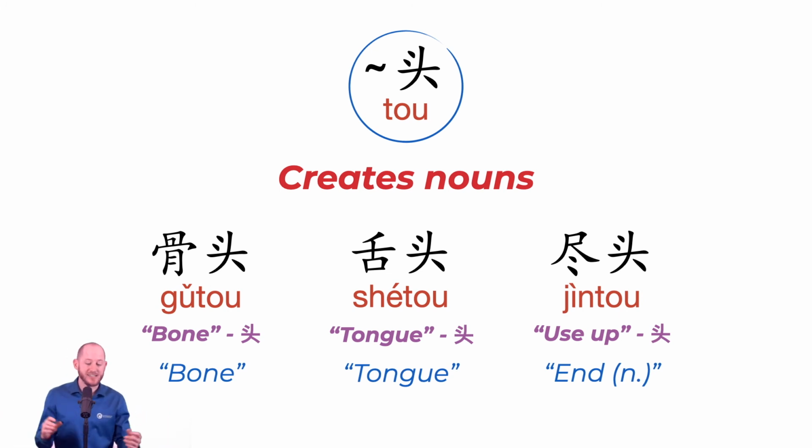Now, sometimes people will ask, what's the difference between tou and zi? No difference in meaning. And also, there's no real rhyme or reason to when tou gets used versus when zi gets used. So it's just something you'll have to get used to. But zi is a little bit more common, and you'll see this all the time.